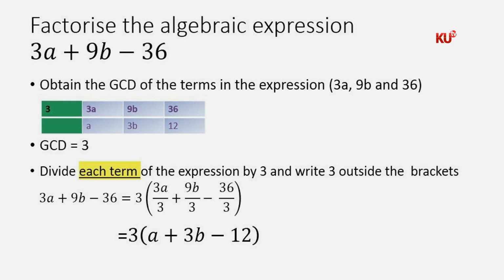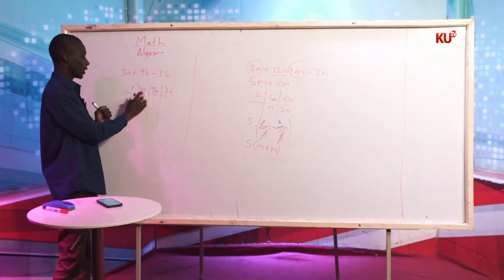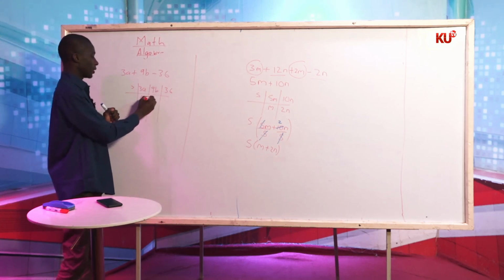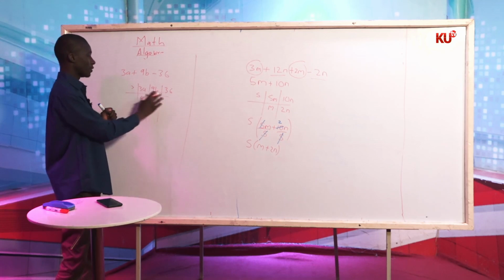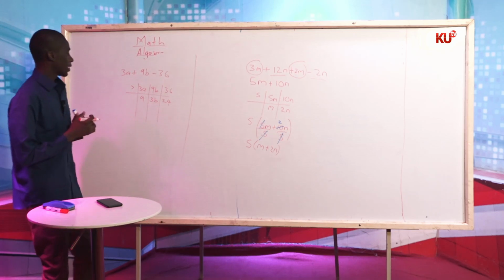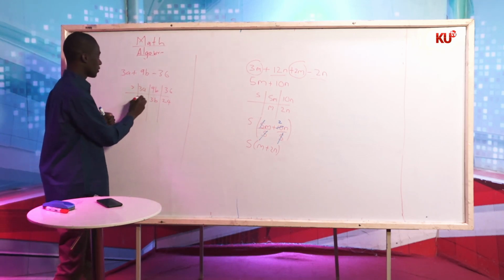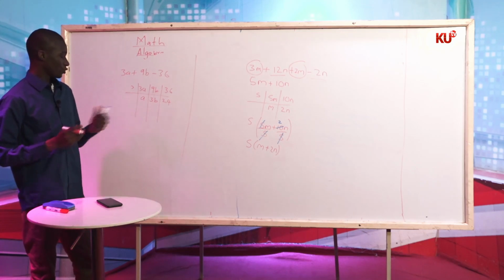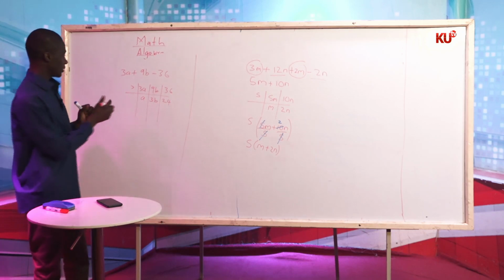So we're going to look at the smallest number which is able to divide all three numbers. In the first case, we are able to divide all three numbers by 3, where 3 will divide 3a, a times, 3 will divide 9b, 3b times, and 3 will divide 36, 12 times. Now, there's no other number that can divide all three values which we have, 3a, 9b, and 36, meaning that our GCD in this case will be 3.